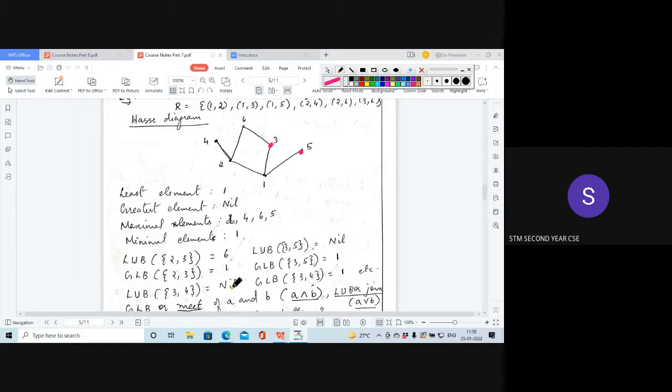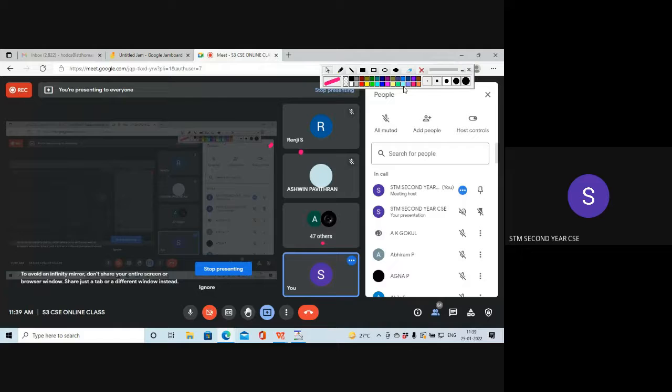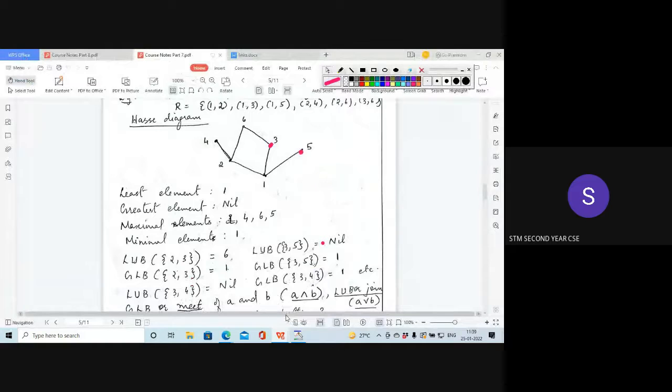What is the upper bound of 3 and 5? Is there any upper bound for 3 and 5?